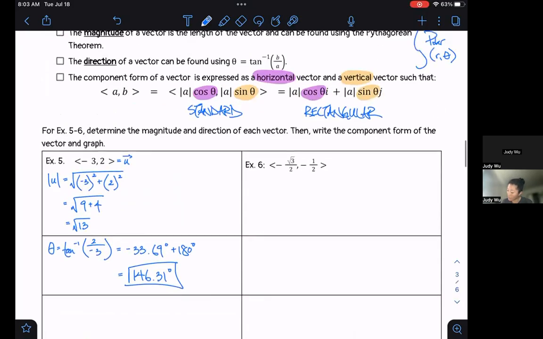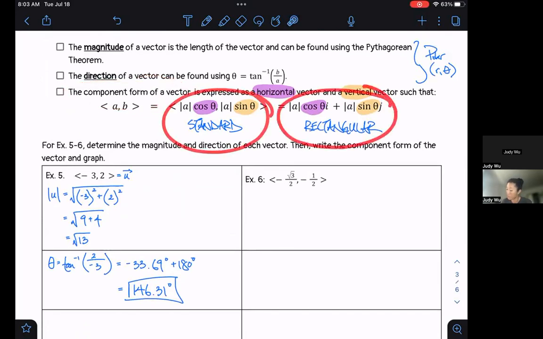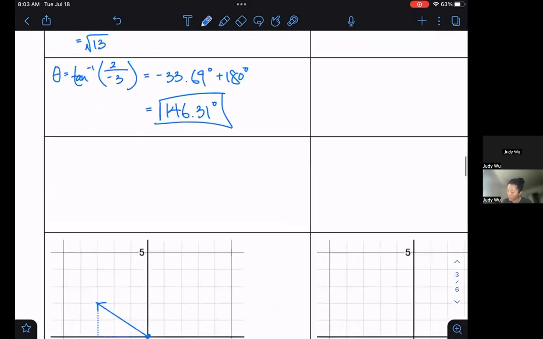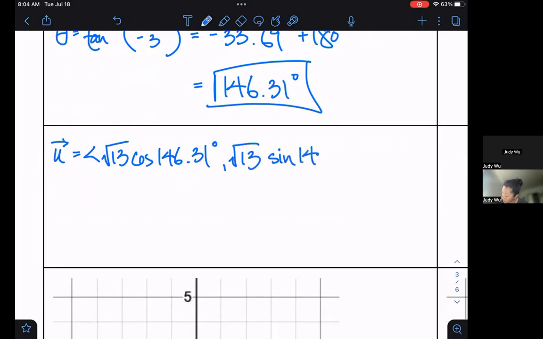All right, the last piece we're going to do, we're going to go ahead and write the component form of the vector in standard form and in rectangular form, okay? So vector u can be written as √13 cosine 146.31 degrees, comma, √13 sine 146.31. Okay, this is our component form in standard.